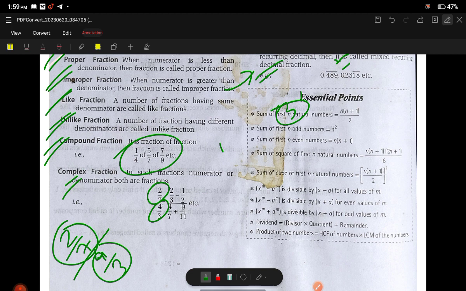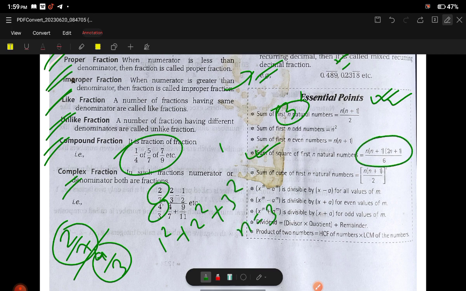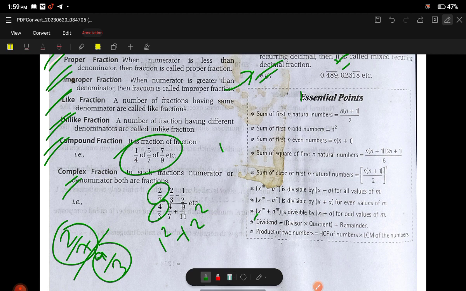I hope you have enjoyed this. Here are some formulas, you can also note them down. Sum of first n natural numbers, sum of first n odd numbers, sum of first n even numbers, and sum of squares of n natural numbers, for example 1 square, 2 square, 3 square, three numbers, so n is equal to 3. If you put n equal to 3, you will get the sum in this way. You can take a screenshot of these things. This is a very good essential point, you can remember it and note it down.